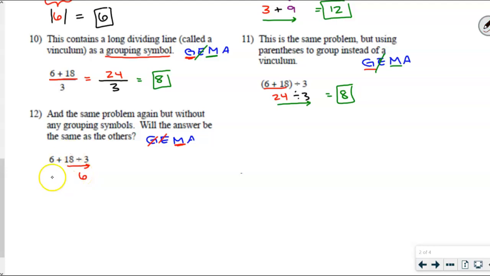Bring everything else down. I have not given permission to clean up, so I appreciate you guys being focused on the lesson. 6 plus 6. I've made it through the multiplication and on to addition. And so 6 plus 6 is equal to 12.